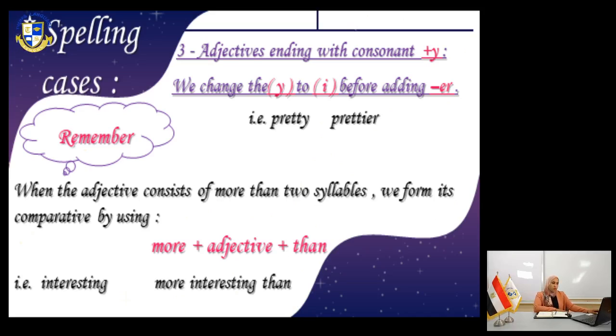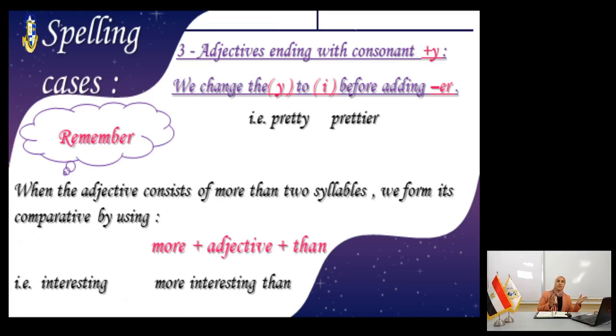When the adjective consists of more than two syllables, we form its comparative by using more plus the adjective plus than. We said syllables, like what? Parts. Syllables means parts. When I have an adjective that contains more than two, what am I going to do? I will add the word more before the adjective plus than. Like what? Interesting. How many syllables? More than two. So I'll say more interesting than.